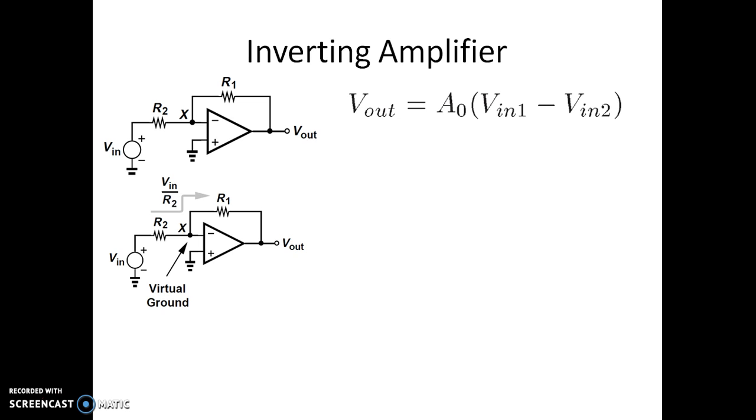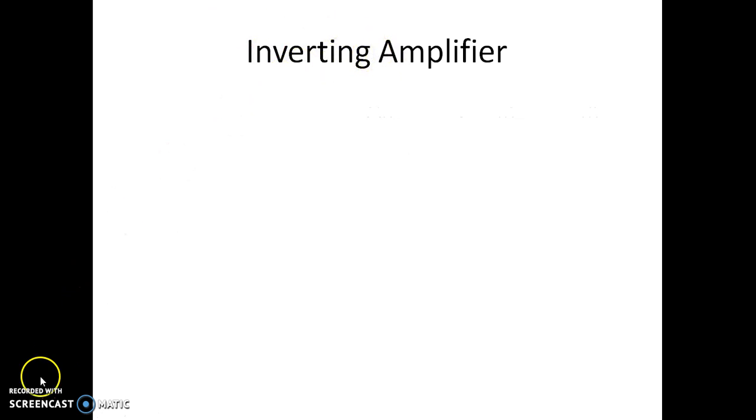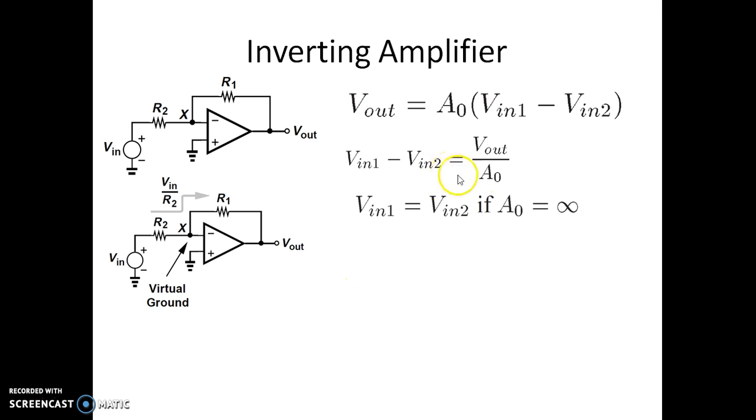So this is the fundamental expression we have for the inverting amplifier. V out is given by A0 times V in 1 minus V in 2. We also know that V in 1 minus V in 2 can be written as V out by A0. Suppose A0 is equal to infinity, we will write V in 1 is equal to V in 2. And here V in 1, the voltage at the non-inverting terminal, is equal to 0 because it is grounded.